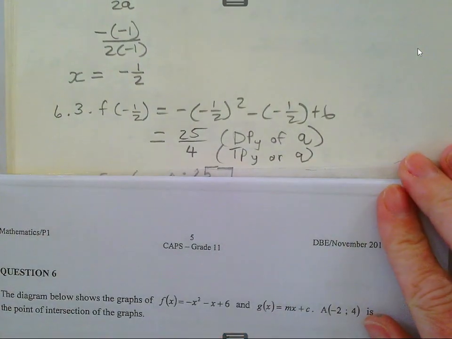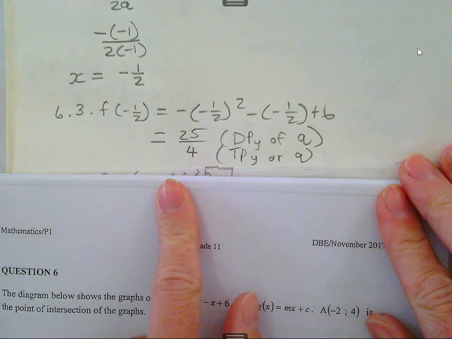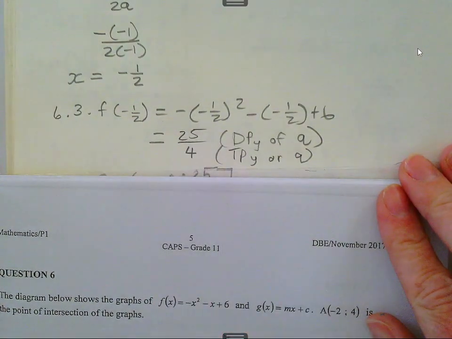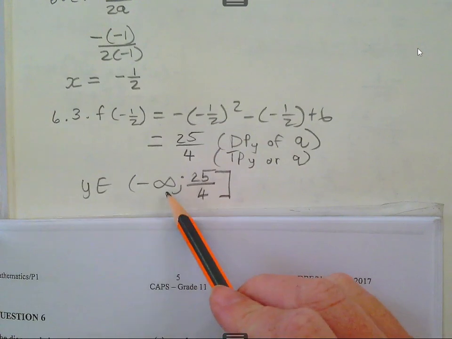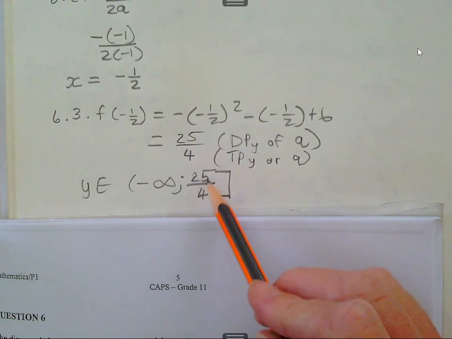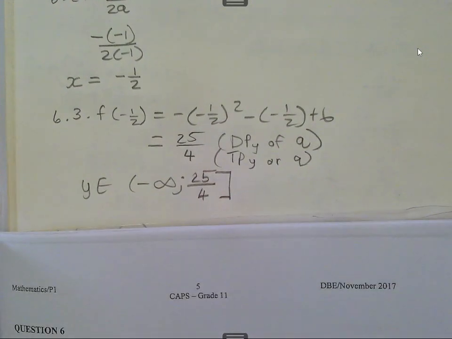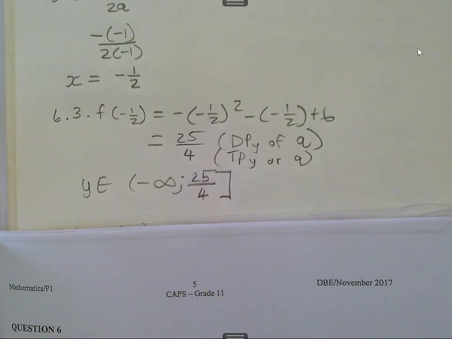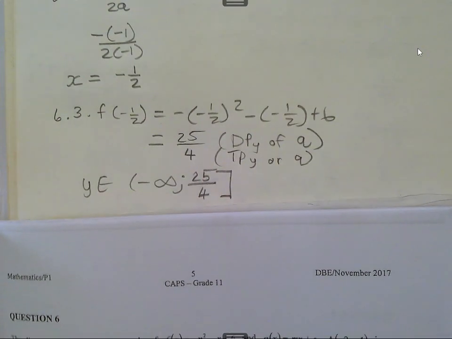I haven't answered the question that they've asked. They want the range. But now that I have q, the y value of the turning point, I have the maximum value that it reaches. So I can say the range is y is an element from negative infinity up to 25 over 4, and 25 over 4 will be included. Do you agree with me? Because that's the maximum value that it reaches before it starts going down.